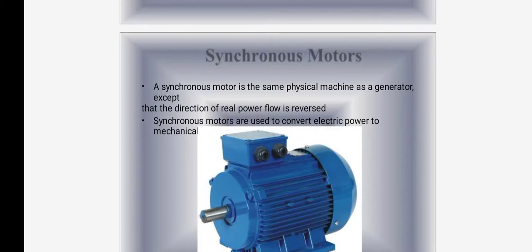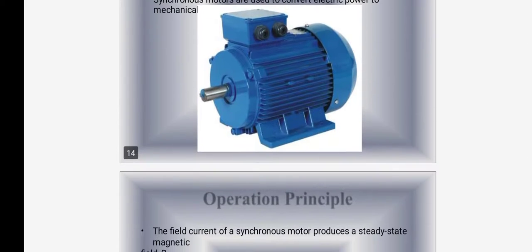A synchronous motor is the same physical machine as a generator, except that the direction of real power flow is reversed. Construction-wise the motor is the same as a generator, but operation-wise it is totally opposite. A generator converts mechanical power, or any other external source, to electrical power, but a motor converts electrical power into mechanical power. So synchronous motors are used to convert electrical power to mechanical power.